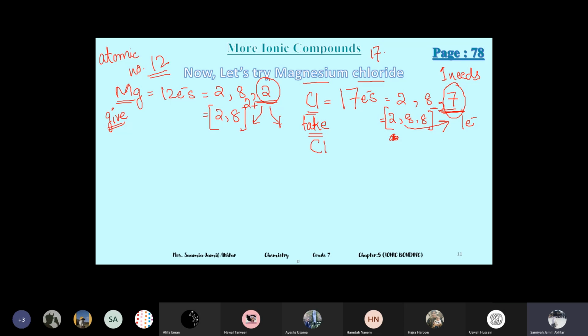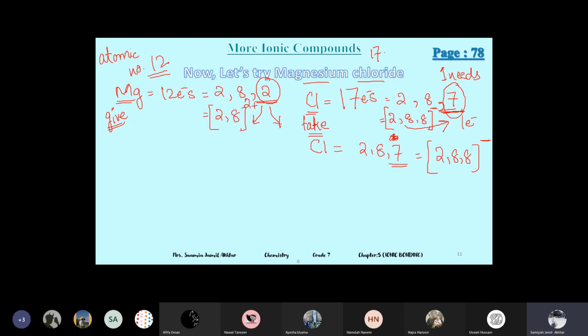One chlorine will take 1 electron and the other chlorine will take the other electron. The second chlorine will also need 1 electron because chlorine always needs 1 electron to complete its shell. So magnesium will give 1 electron to 1 chlorine and the other electron to the other chlorine. The second chlorine will also be 2, 8, 8 with a minus charge, because each chlorine is taking 1. That is why each chlorine will have a minus charge, -1 and -1. There is 1 magnesium and 2 chlorines.